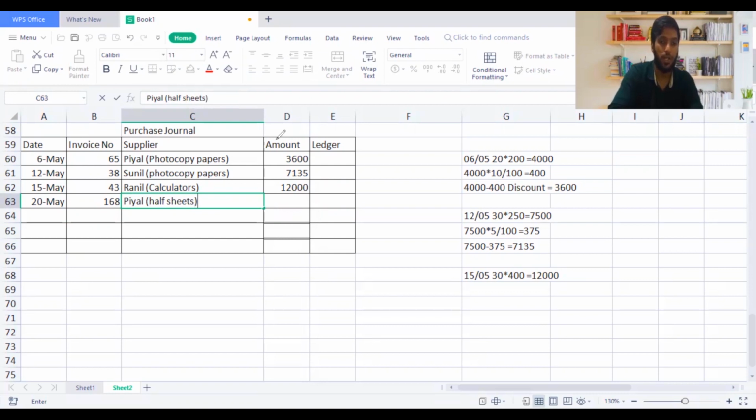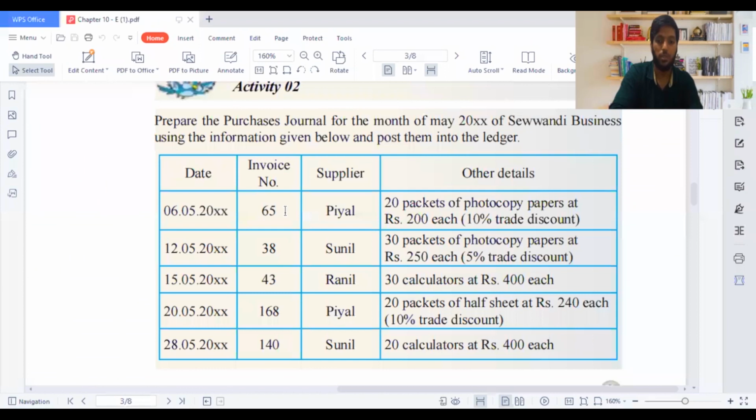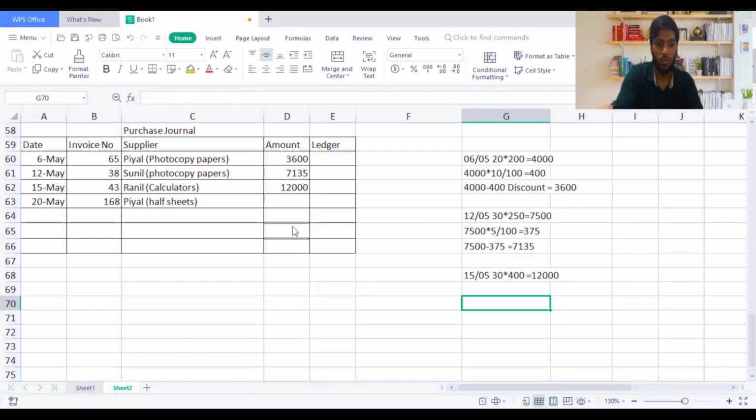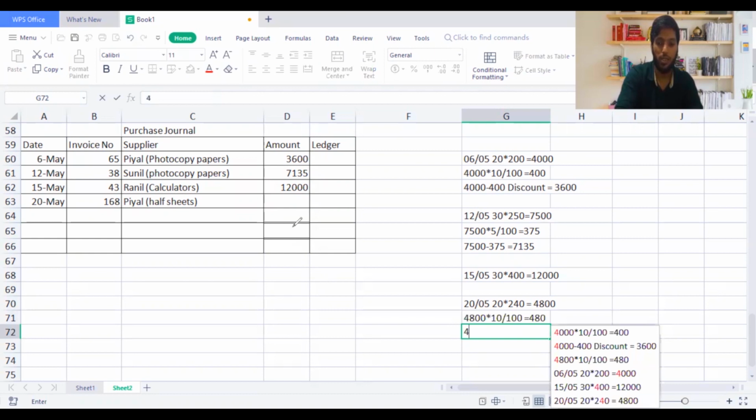So what is the value PL is giving us the goods, guys? 20 packets of half sheet at 240 each. So I'm going to take 20th May, 20 packets of half sheet for 240 each, which will give you 2 into 24 is 48 and 2 zeros, 4,800. In this, you get a discount of 10%, which is 480, right, guys? So we get 480.